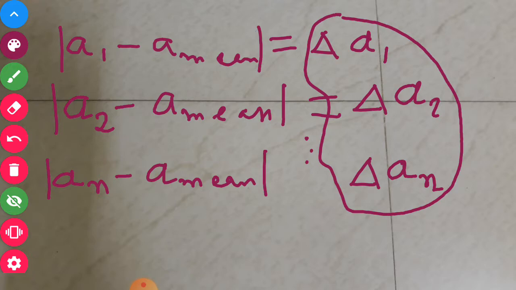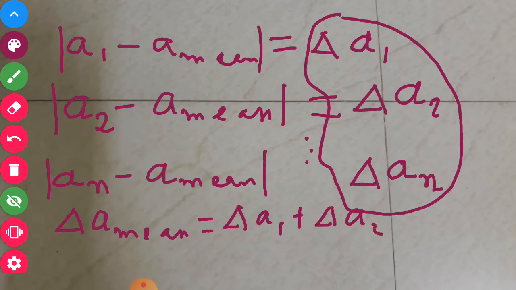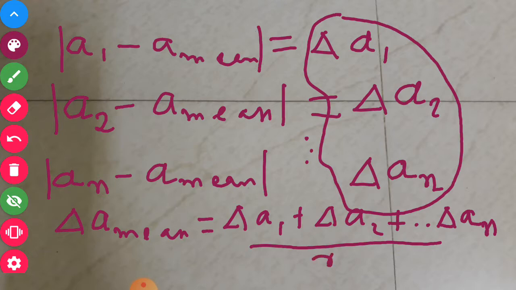So we can write delta a mean, and this delta a mean is the mean absolute error. It can be found by adding delta a1 plus delta a2 plus up to plus delta an, and dividing by the number of observations. So that will give you the mean absolute error.